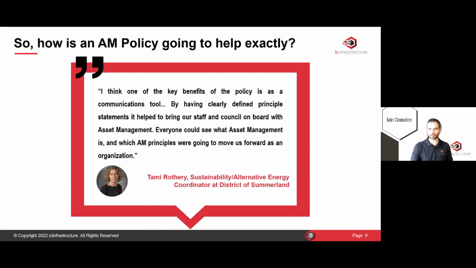And that point around it being a communications tool is something we're going to come back to a few different times because it's an important part of the policy. Just getting it written is only one step in the journey, and using it in the organisation is really, really important.